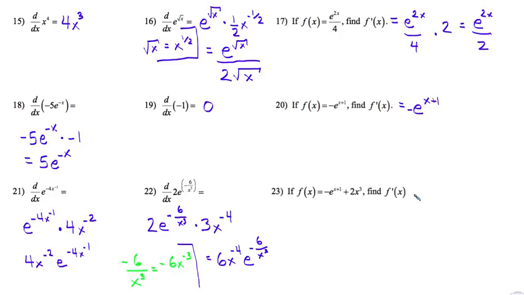Let's try number 23. F prime of x. What house are we in? Oh, Mr. Sindel, there's two things. Yes, there's this guy and then there's this guy. Whenever you have things that are added together, it's kind of like our polynomial rule. You just take the derivative of the one and then use the same sign with the derivative of the other. So take the derivative of this one, add it to the derivative of this one.